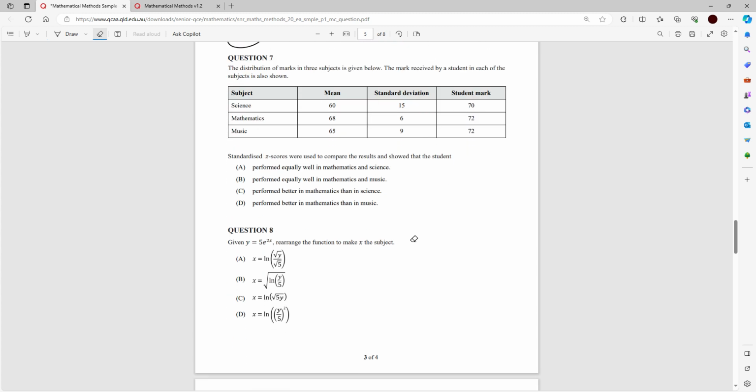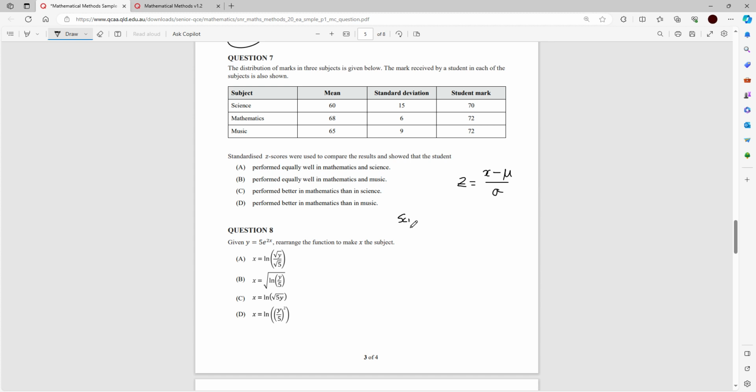So, question 7. The distribution of marks shown in 3 subjects are given below. The mark received by a student in each of the subjects is also shown. Okay, so standardized Z-scores were used to compare the results and show that the student... Alright, so we're assuming it's a normal distribution, so Z-score is equal to the data point, X, minus the mean, divided by the standard deviation. So let's work it out for each of the subjects.